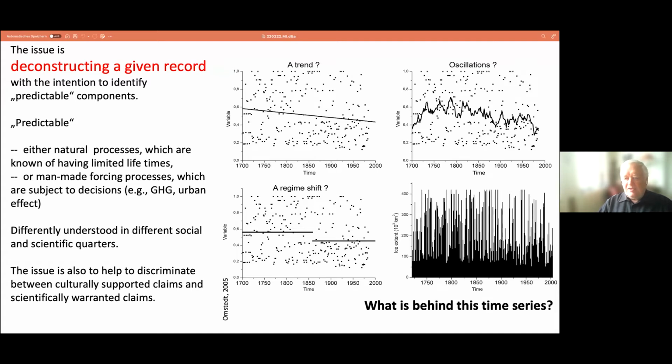As an illustration, on the right-hand side is a time series. Actually, it's the ice coverage in the Baltic Sea, and there are different interpretations. How to look at that? Is it a trend? Do we see oscillation? Do we see a regime shift, or do we just see noise?